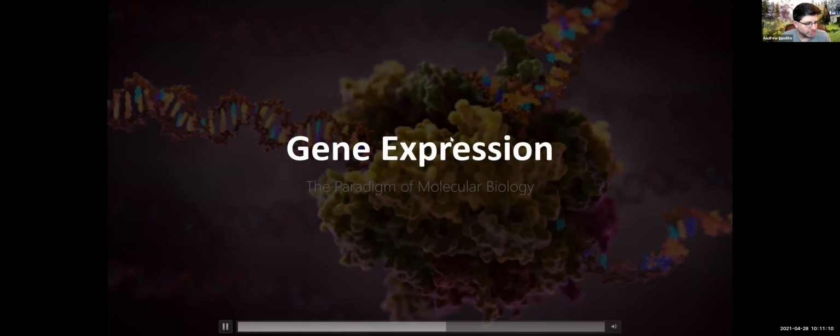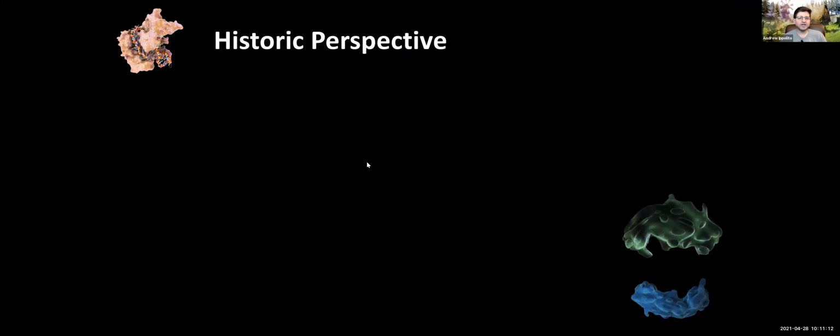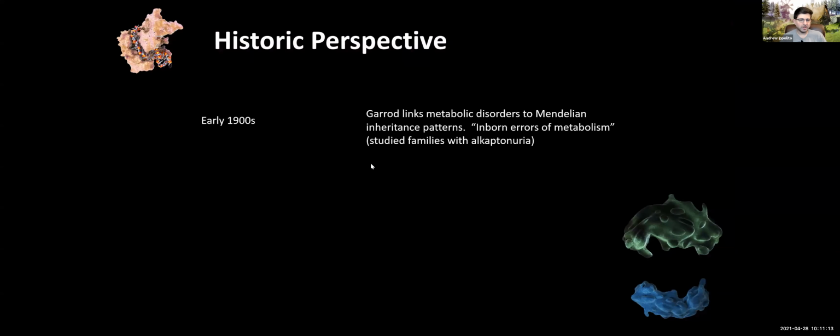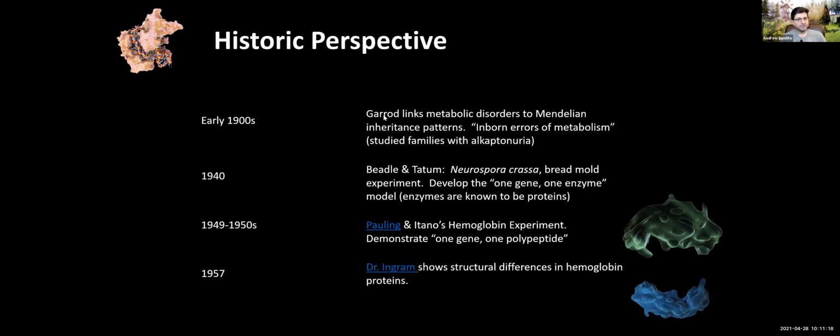All right, this is lecture number 2 of gene expression. Last time we connected the dots, right? We got Garrod, the wonder kid of the early 1900s, who made the observation that metabolic disorders were inherited in a Mendelian manner. That was the key link, and he called these inborn errors of metabolism.